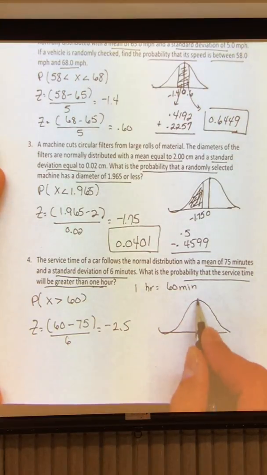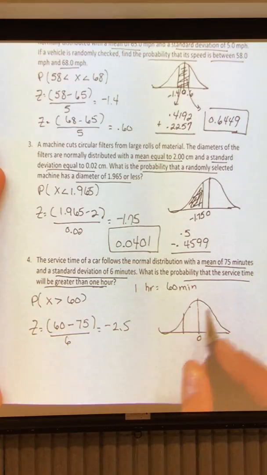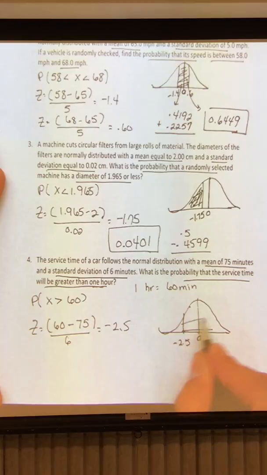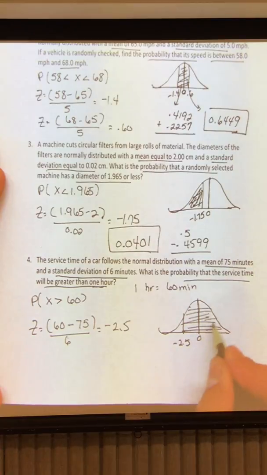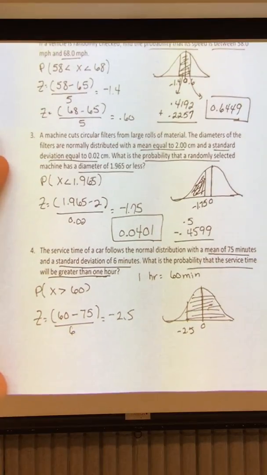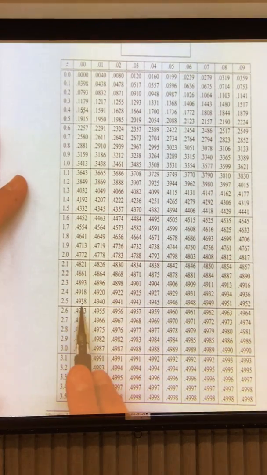Drawing your curve, the mean is 0. Negative 2.5 is to the left, and you want greater than negative 2.5. So the whole side to the right of the mean is shaded. Again, remember that total area is 0.5. So you know you're going to add 0.5 and not subtract. Let's first look at the area of 2.5. 2.5 is 0.4938.